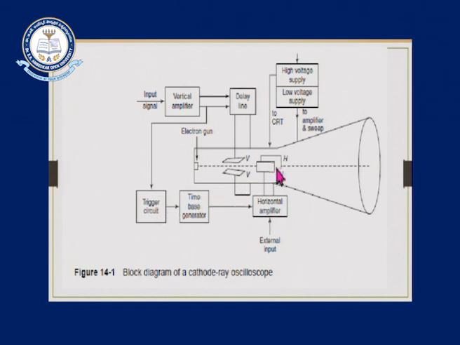First, you see the display. This is the output display, and here is the internal display. The flow depends on the deflection plates. V means vertical, H means horizontal. The ray goes into these plates and is deflected, and here the output waveform comes.